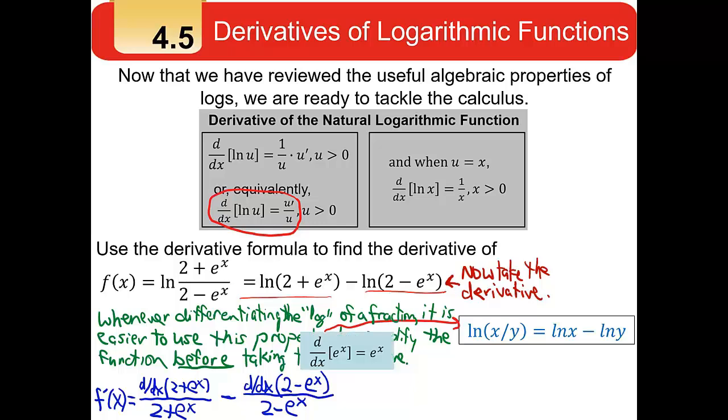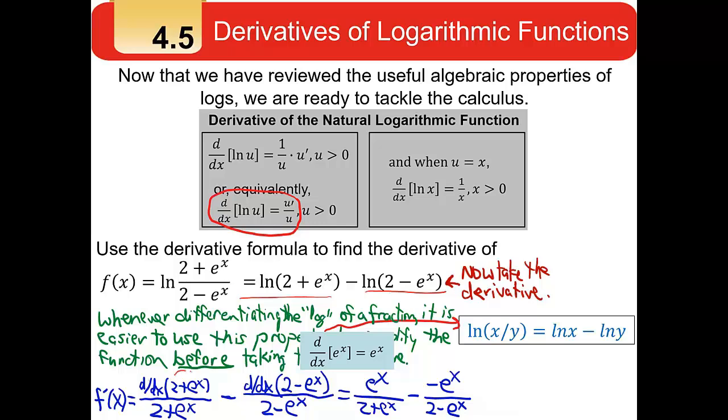The derivative of 2 plus e to the x. Well, the derivative of 2 is obviously 0 because it's constant, but what's the derivative of e to the x? Well, we just learned that. The derivative of e to the x from the last section is e to the x. So when you take the derivative of 2, you get 0.